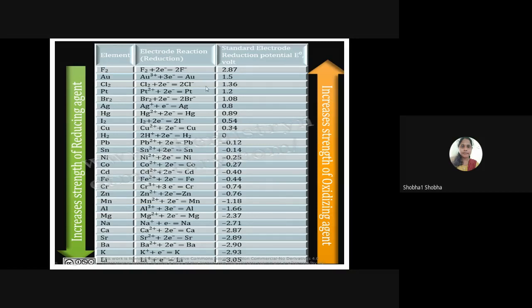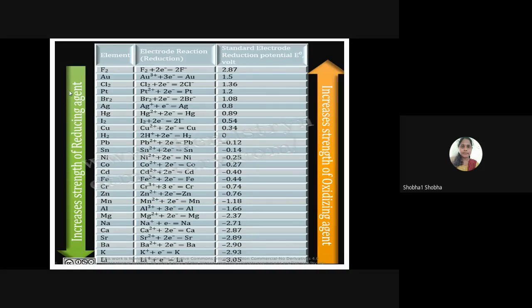Here almost all the non-metals have come, other than platinum and so on. Here fluorine, chlorine. Fluorine is undergoing the most reduction, therefore it is called a good oxidizing agent. In the periodic table, this is the strongest oxidizing agent. Whereas lithium, its reduction potential is very least. Therefore, it mostly undergoes oxidation, so this is the strongest reducing agent in the periodic table.